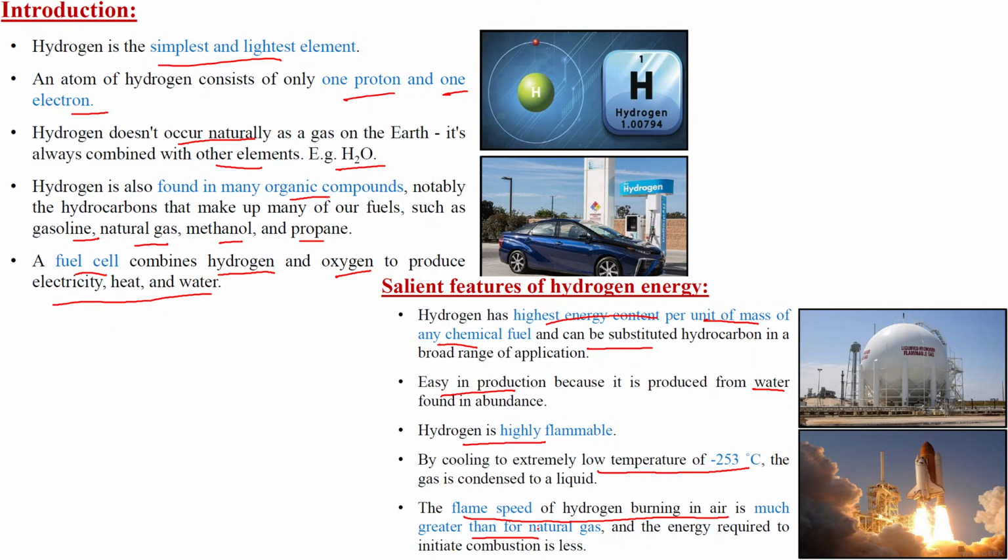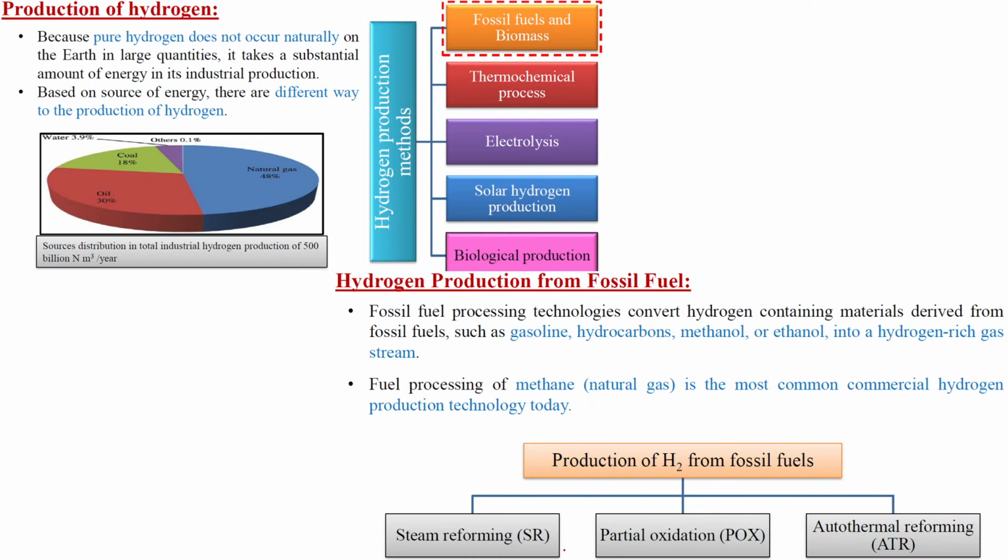Okay, and one more important benefit of hydrogen is that the energy required for hydrogen combustion is much less compared to the energy required for the combustion of natural gas or oil, gasoline, etc. Okay. So now, production of hydrogen, how?